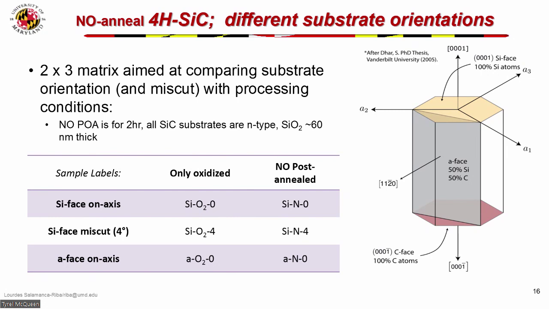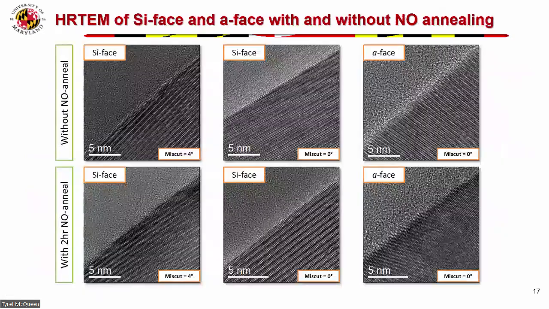So same thing as what I showed you before, but now comparing samples that were on the silicon phase on axis and some that were miscut with a 4-degree miscut, and the A phase. So we did some high resolution TEM images, and these are without the NO anneal for the silicon phase with 4-degree miscut, silicon phase with 0-degree miscut, and the A phase.